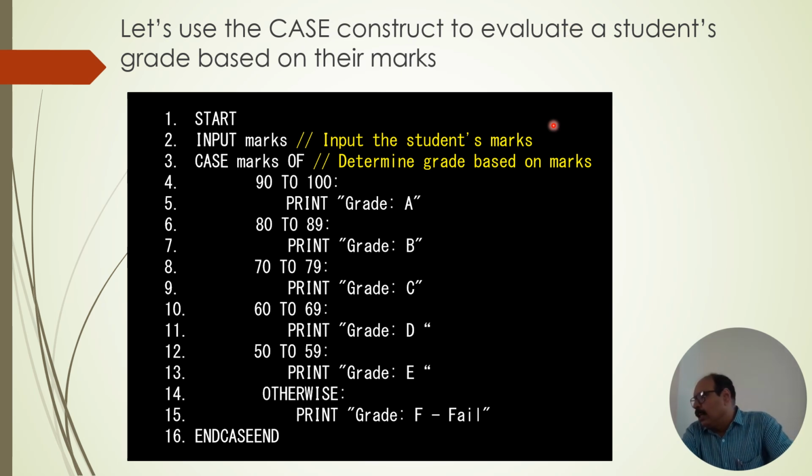So here you are assigning grades to the students who have scored marks in an examination. If the mark is more than 90 and less than 100, that will be the maximum mark, we are assigning grade A to the student. 80 to 89 grade B, 70 to 79 grade C, 50 to 59 grade E, and below 50 you are declaring that the student has failed. So this is an example of case construct where you have so many conditions, and for each condition you have one or more statements that need to be executed.